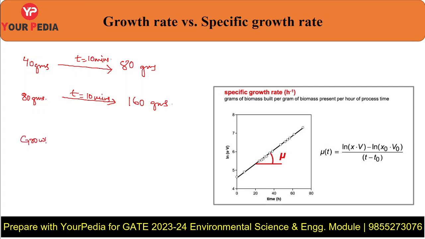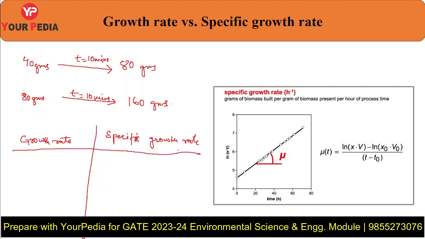So growth rate and specific growth rate are two different terms which talk about the rate of growth. So what is growth rate? Growth rate is the increase in the biomass per unit time.